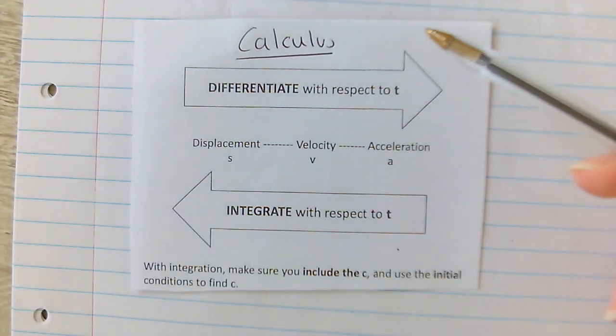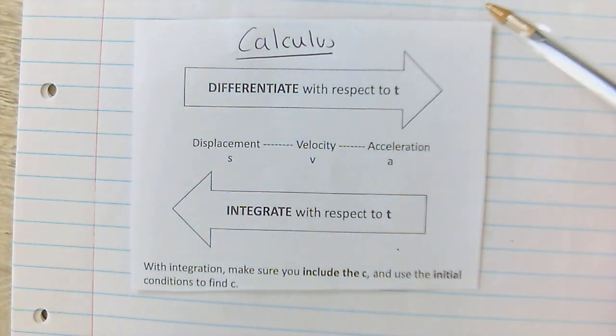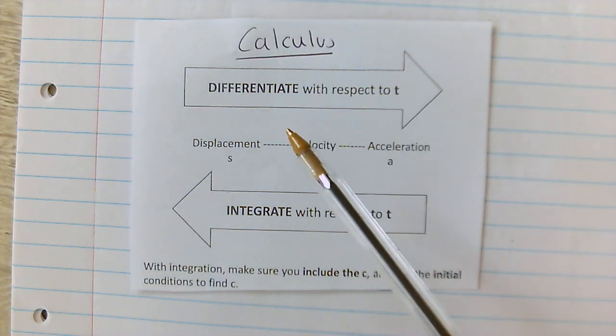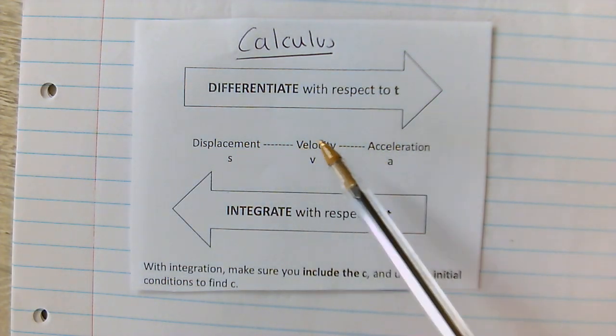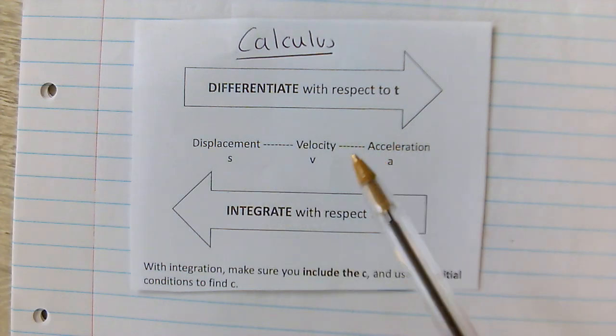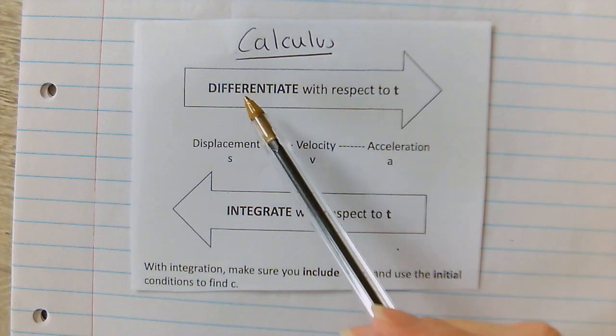Okay, so our next topic is going to be calculus. Sometimes it says acceleration is a function of time. This is just a way of moving between displacement, velocity and acceleration. So if you've got an expression for one of these, you can move between them. To go from displacement to velocity, you can differentiate.